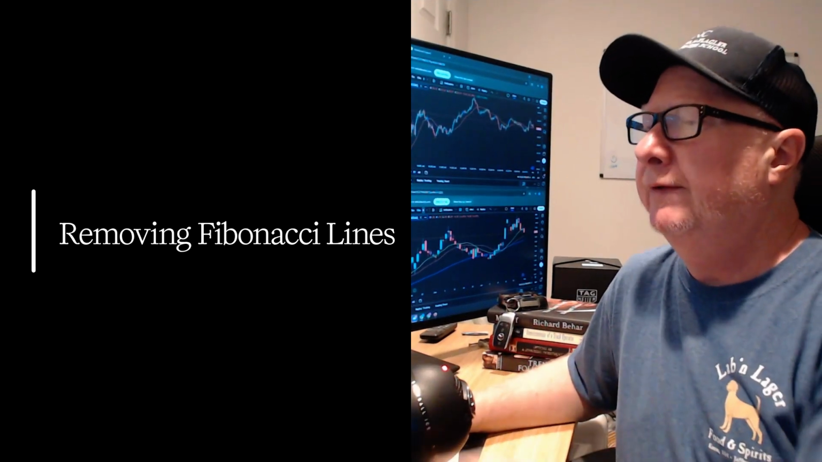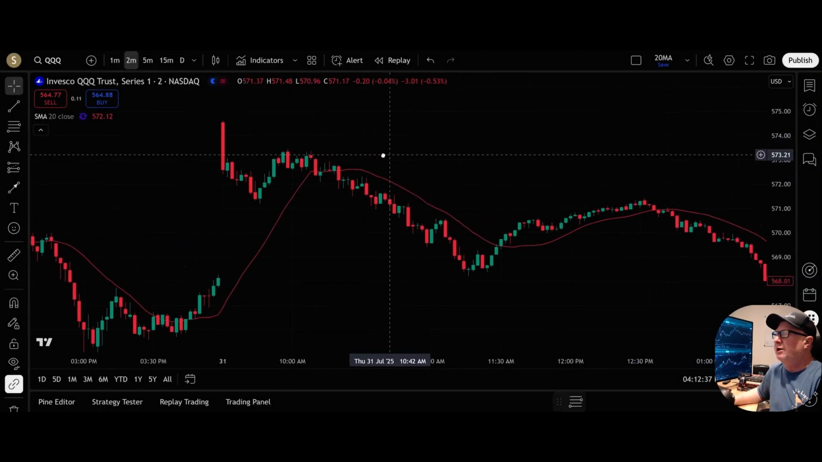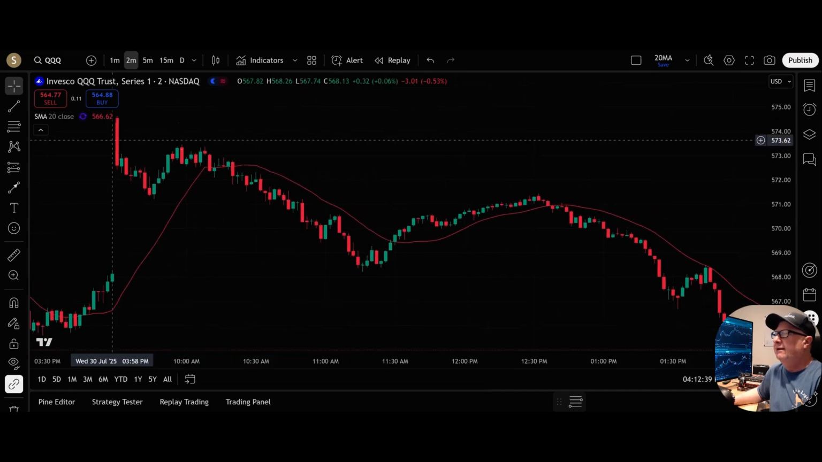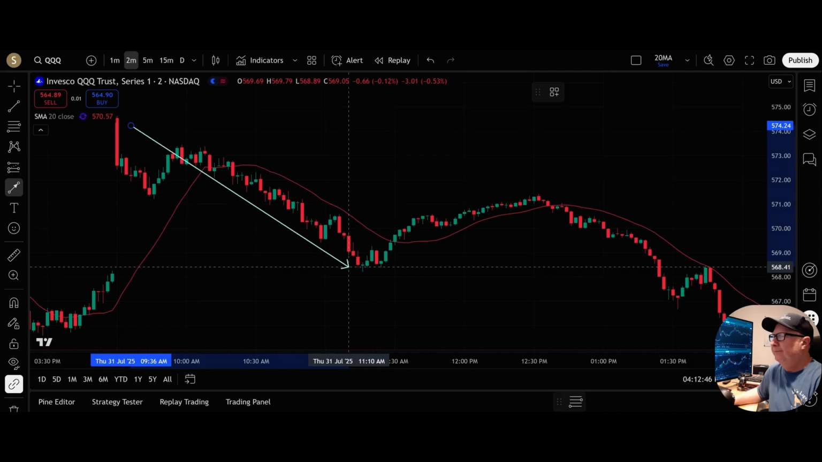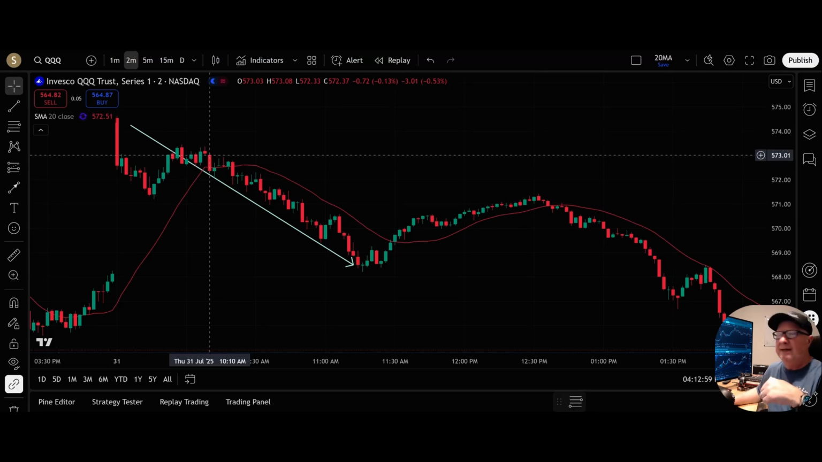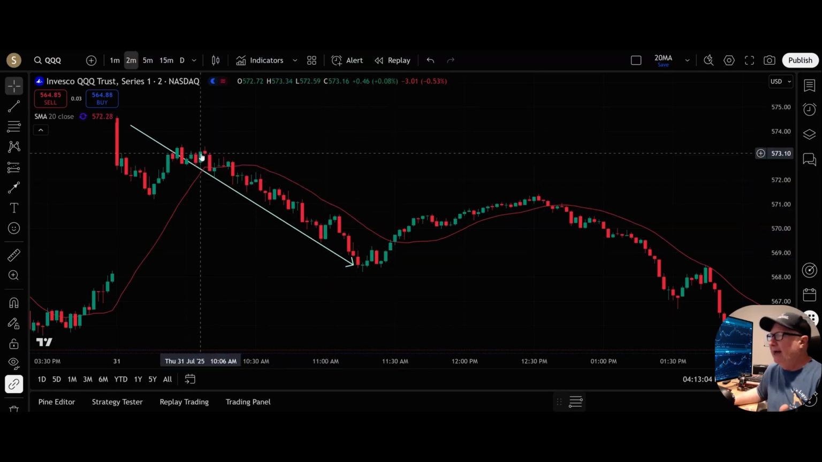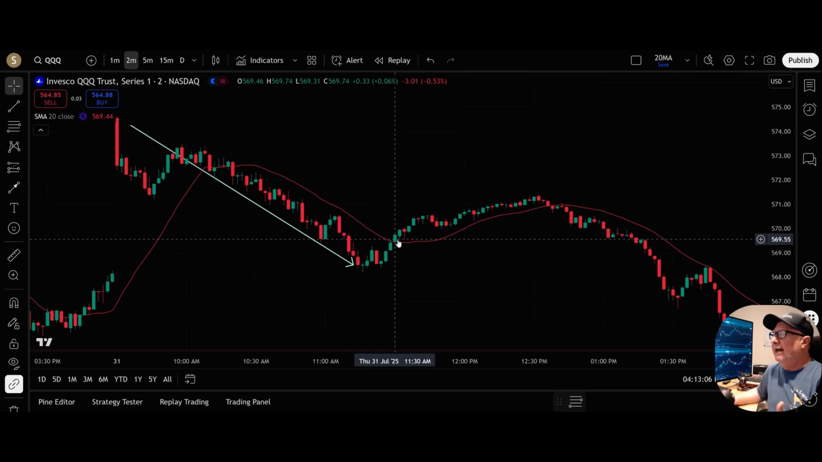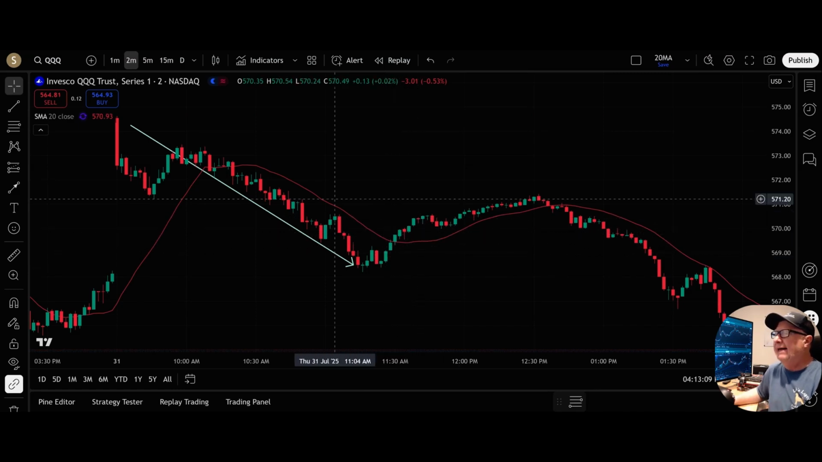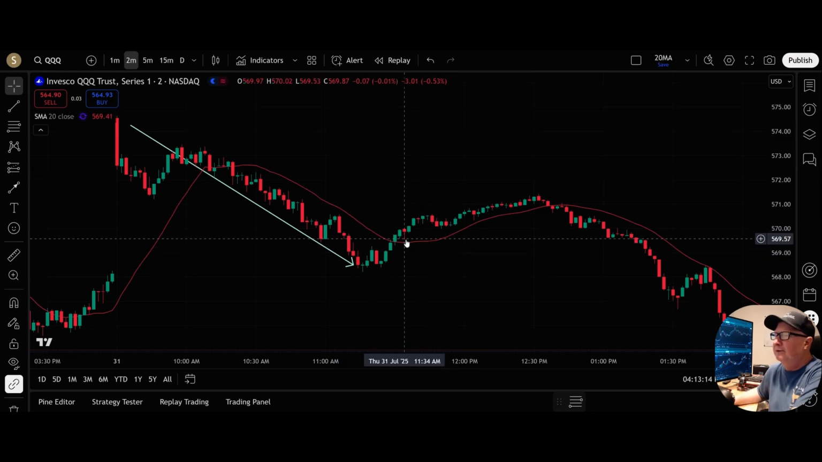So I'm going to remove the Fibonacci's and these lines from my chart. I'm going to go to a little bit later in the day. As you can see, we had this downtrend going on, and one of the trades that I've done in another video, which I'll link to in the comments, is in a trend, and in this case, again, a downtrend, you get a power move back above the 20. Again, the 20 simple moving average on this chart, that's the red line.